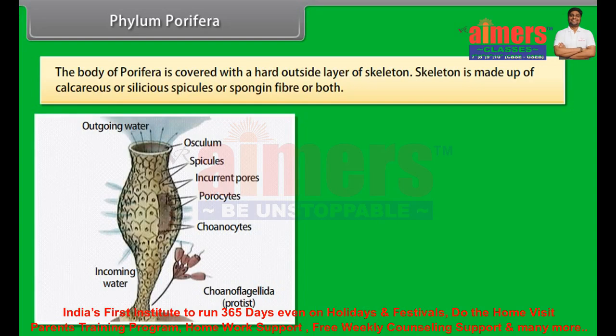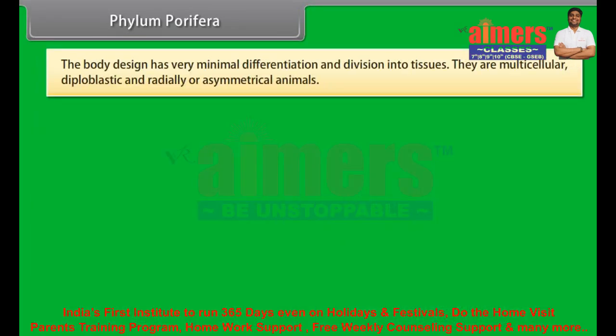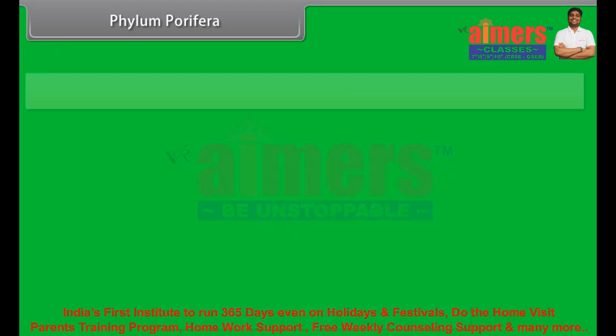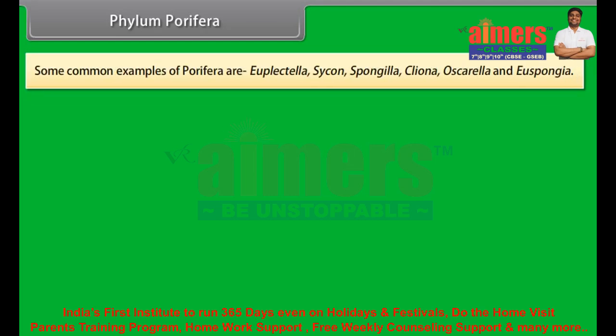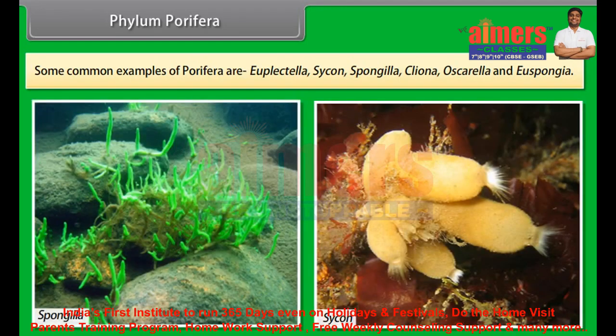The body of Porifera is covered with a hard outside layer of skeleton. The skeleton is made up of calcareous or siliceous spicules or spongin fiber or both. The body design has very minimal differentiation and division into tissues. They are multicellular, diploblastic, and radially symmetrical or asymmetrical animals. Some common examples of Porifera are Euplectella, Sycon, Spongilla, Cliona, Oscarella, and Euspongia.